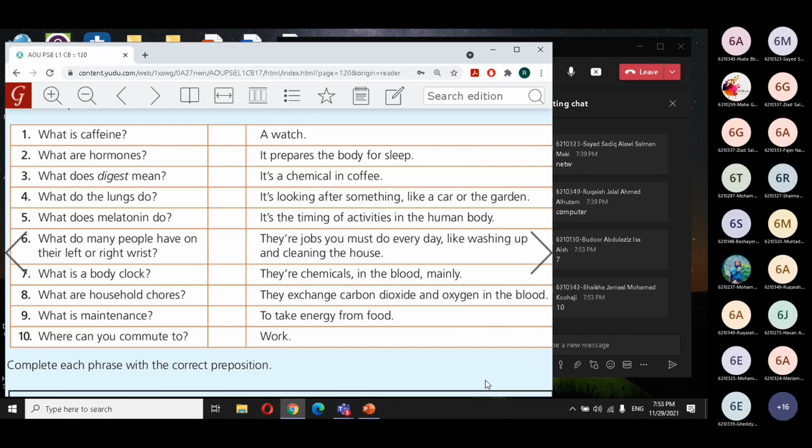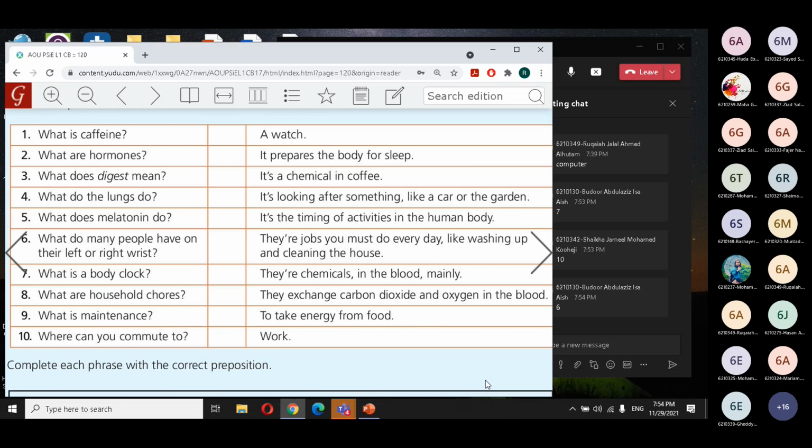Eight. What are household chores? You tell them a watch. Ten. Where can you commute to? You travel to. A watch. Six. Excellent, six. Read the question: What do many people have on their left or right wrist? Wrist. People wear what on the wrist? Forget the gold. A watch. What do many people have on their left or right wrist?